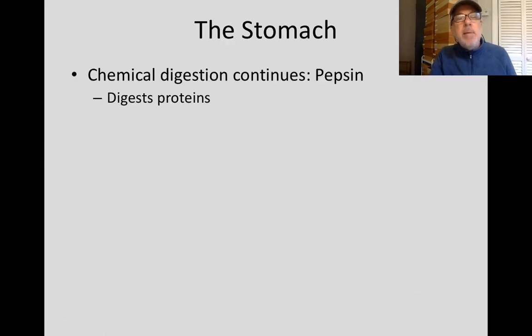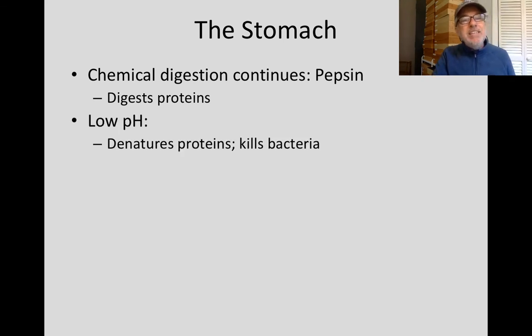Once in the stomach, two things happen. First, chemically, the enzyme pepsin is introduced, and pepsin begins the digestion of proteins into amino acids. In addition, there is a lot of hydrochloric acid introduced into your stomach. The hydrochloric acid lowers the pH of your stomach down to about 2, and this denatures proteins, so the proteins unfold.